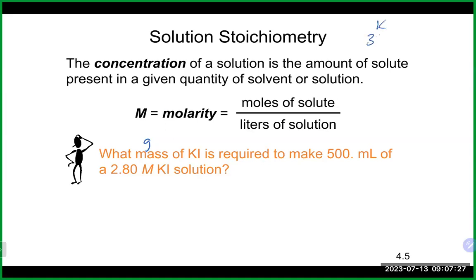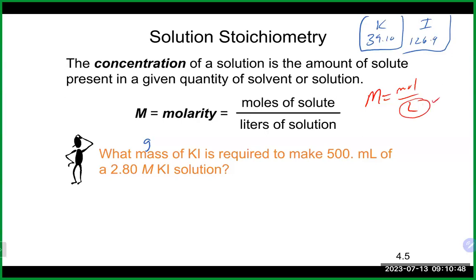Potassium there is 39.10. Iodine is 126.9. Okay, so let's take a look. So we are looking for the mass here. And again, we're obviously dealing with molarity, which is our moles per liter. And if you're not sure where you should start, you can sort of mark off what's given to you. So in this case, we do have 500 milliliters, although it's not liters at this point, it is like a volume. And obviously we have the molarity here.